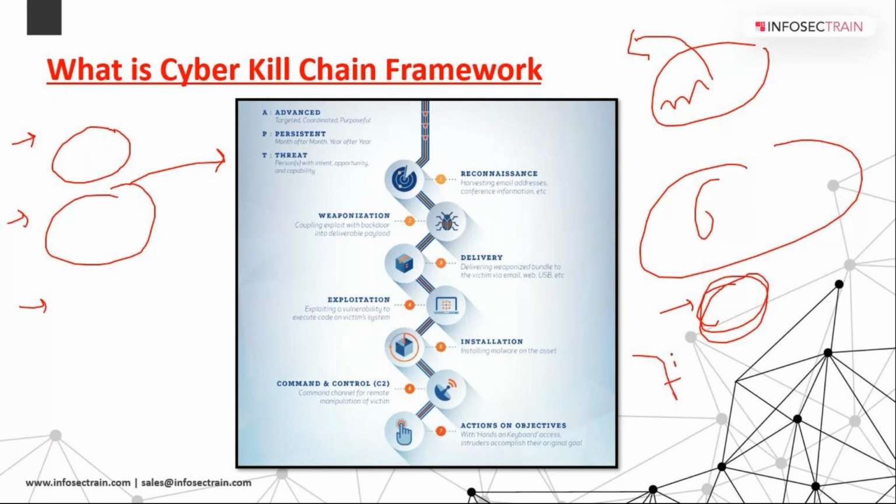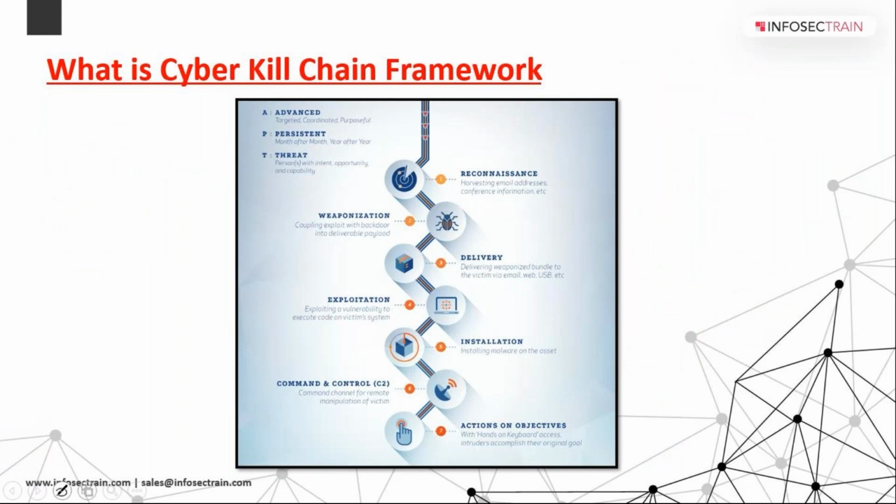Let's understand them one by one. First is reconnaissance, then weaponization, then delivery, then installation, then command and control, and action on objective. These are the 7 steps we have in place, and I'm going to explain them one by one.